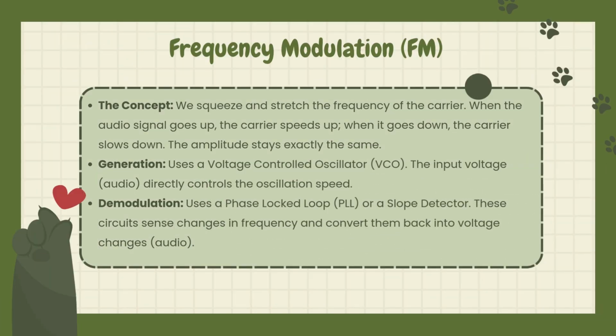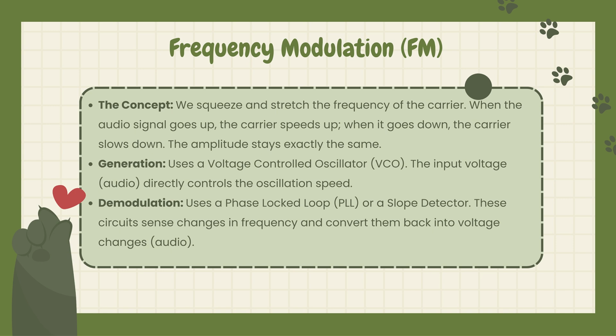Next, in frequency modulation, the frequency of the carrier wave changes according to the message signal. When the audio signal increases, the carrier frequency increases. When the audio signal decreases, the carrier frequency decreases. The amplitude remains constant. FM uses a voltage controlled oscillator, or VCO. The input voltage from the audio signal controls the oscillation frequency.